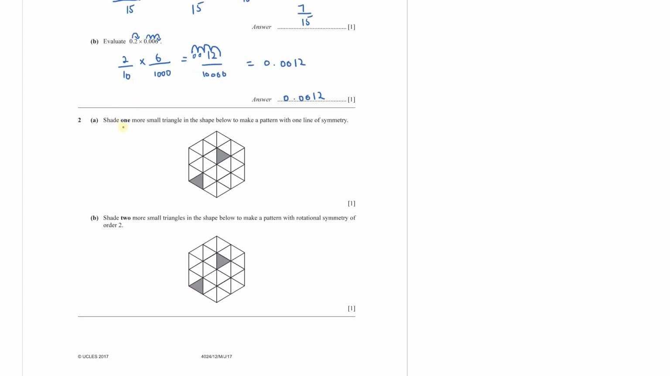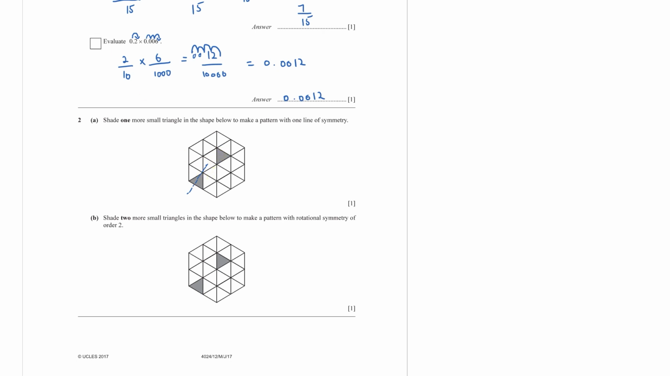Question 2 is shade one more small triangle in the shape below to make a pattern with one line of symmetry. Since we have to shade one small triangle, that means our line of symmetry has to pass through the center of one of these shaded triangles. It has to split one triangle in half so that I don't have to shade any region for it, because the mirror image of that half is already there on the other side of the line of symmetry.